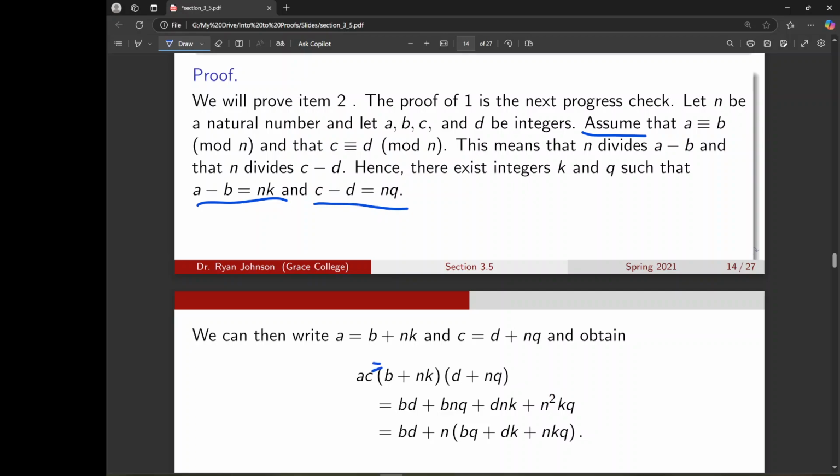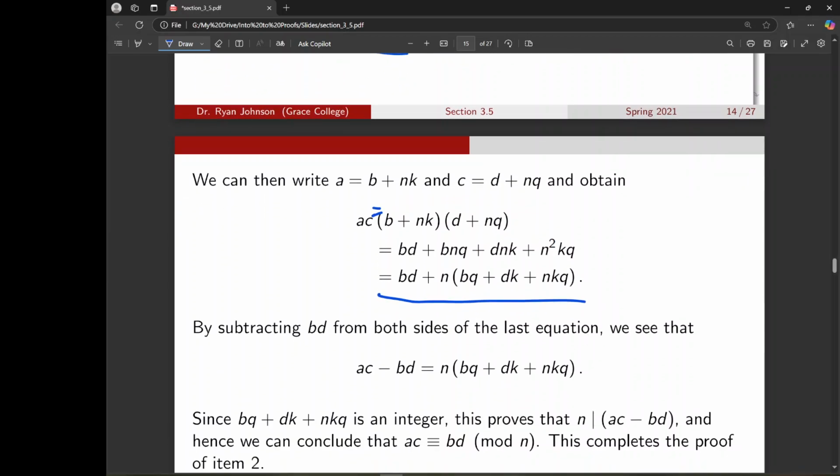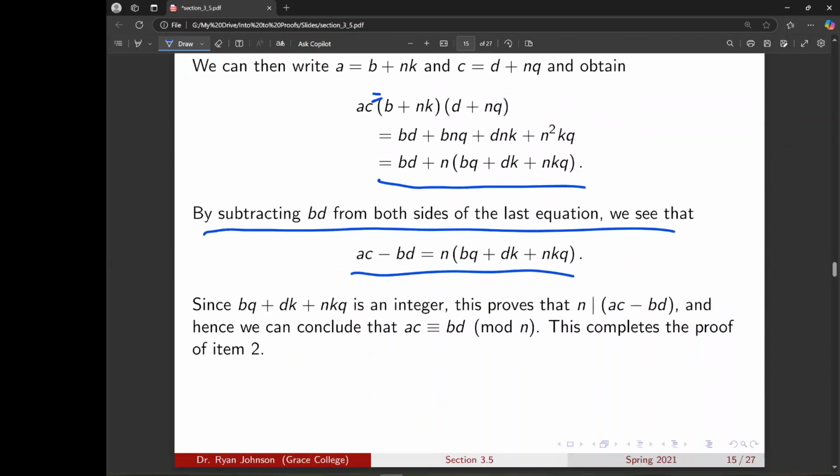yikes, typo, ac equals b plus nq times d plus nk, and then expand it, and then factor an n out of the things that you can factor an n out, and then subtract bd. Now here's an example of when you do something strange that a reader might not see coming. It's good to use words, so we use some words here to say we're going to do something strange. We're going to subtract bd from both sides, and we get this. And then since the thing inside the parentheses is an integer, this proves that n divides that, hence we conclude that this is true. That completes the proof of item 2.